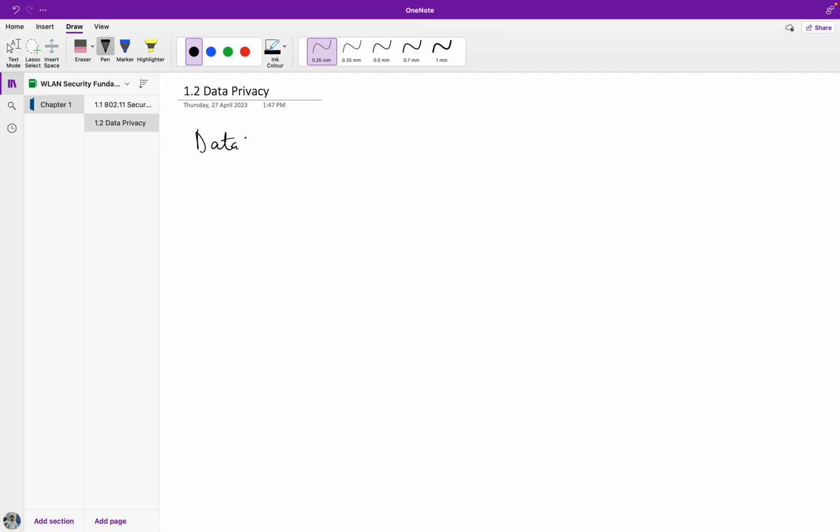Data privacy. .11 wireless networks operate in a license-free band. All the data that is transmitted over the air, right? So it's a license-free band, and data is transmitted over the air. We know this for sure.